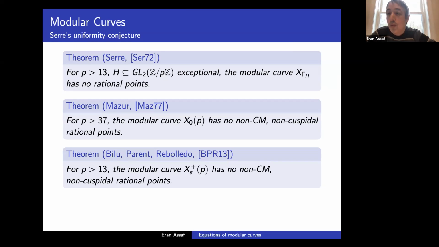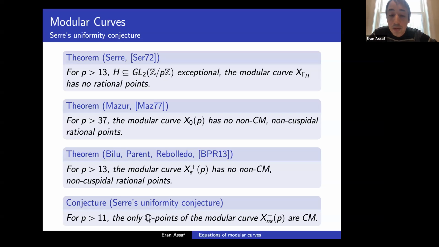So now we know that if we have an elliptic curve whose Galois representation is not surjective, and p is large enough, it is not contained in a Borel subgroup by Mazur. It is not contained in an exceptional subgroup by Serre. It is not contained in the normalizer of a split Cartan by Bilu, Parent, and Rebolledo. So it must be contained in the normalizer of a non-split Cartan, which is the only other maximal subgroup.